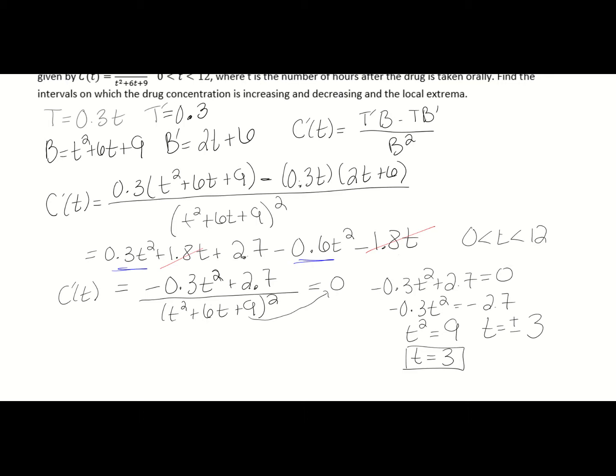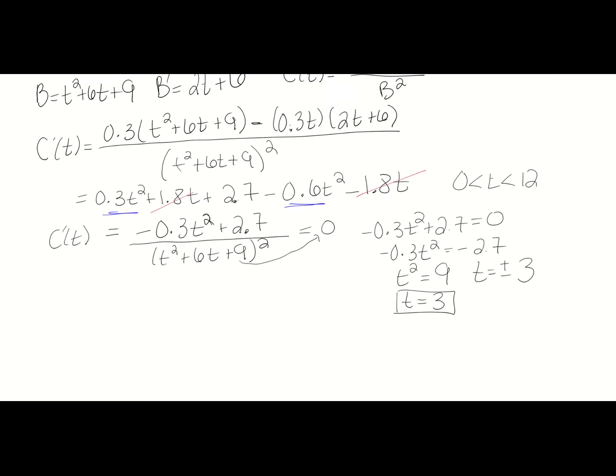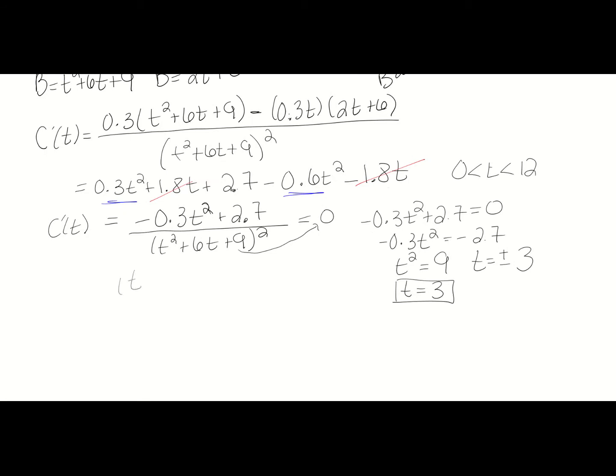Now I need to look where it's undefined, and it will be undefined when the denominator is 0. So I get t squared plus 6t plus 9 squared is equal to 0. I square root both sides. I get t squared plus 6t plus 9 is still equal to 0. This factors nicely for us as t plus 3 squared is equal to 0, which means that t is equal to negative 3, which we already know is not part of the interval. Okay, so that wouldn't work. So we only have one partition number, which is actually a critical number because it's when it's 0.